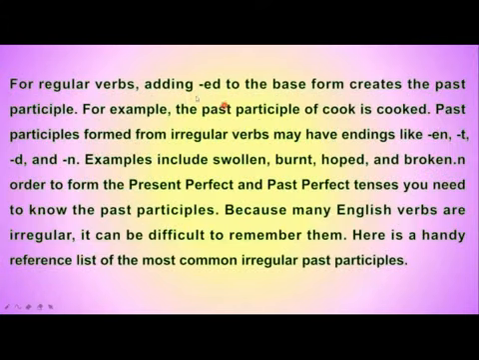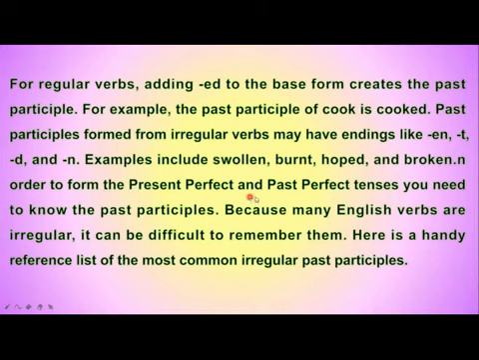For regular verbs, adding ed to the base form creates a past participle. For example, the past participle of cook is cooked. Past participles formed from irregular verbs may have endings like en, t, and n. Examples include swollen, burnt, hoped, and broken.